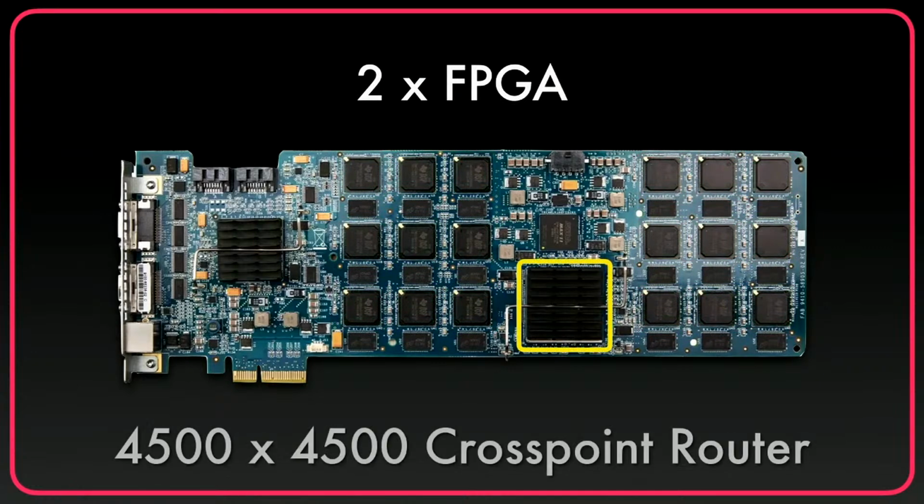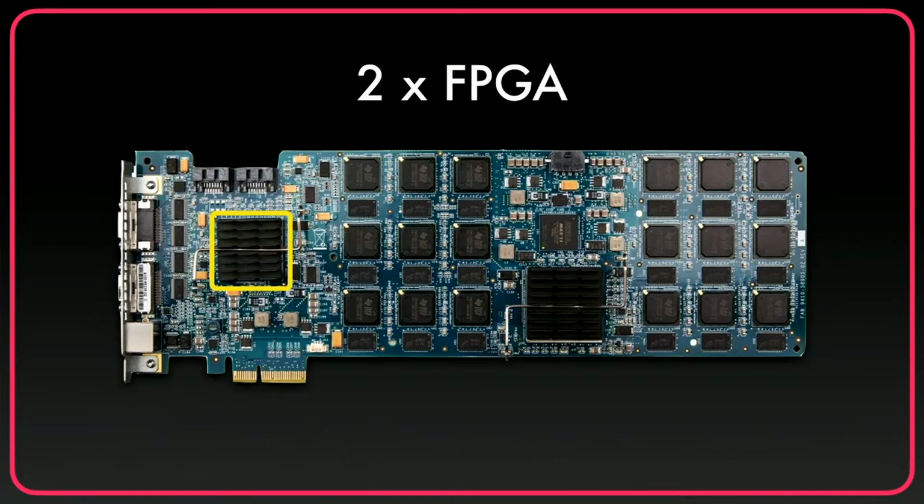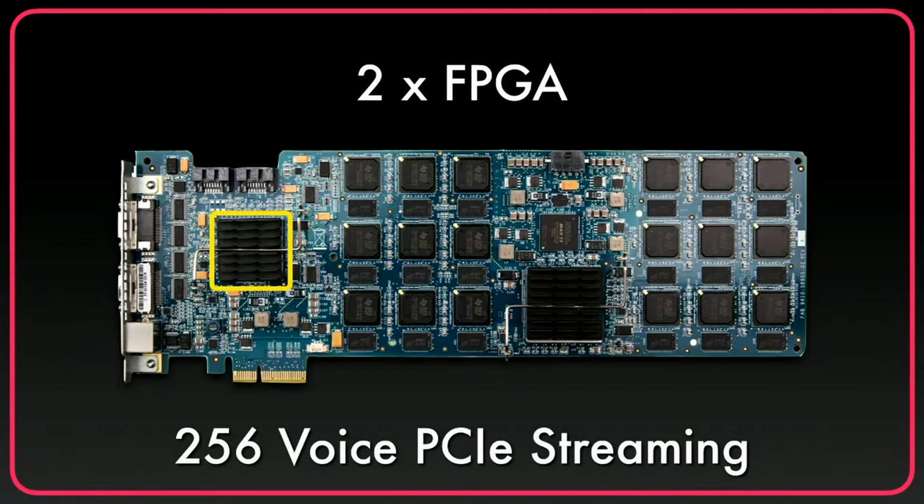The 2 FPGAs are kind of bonkers. So one of the FPGAs is actually a router. It's a 4,500 by 4,500 cross-point router for the audio. So if you think about that in video terms, you're thinking like a 288. This is kind of crazy, and this is the largest chip by far and the biggest heat sink by far on the card. And the other one is actually to get the stuff in and out of the card.